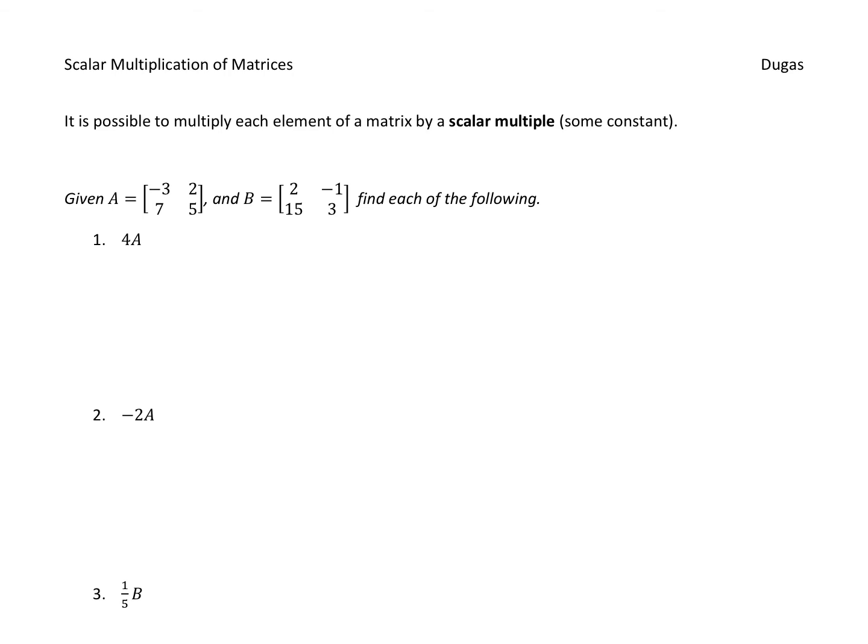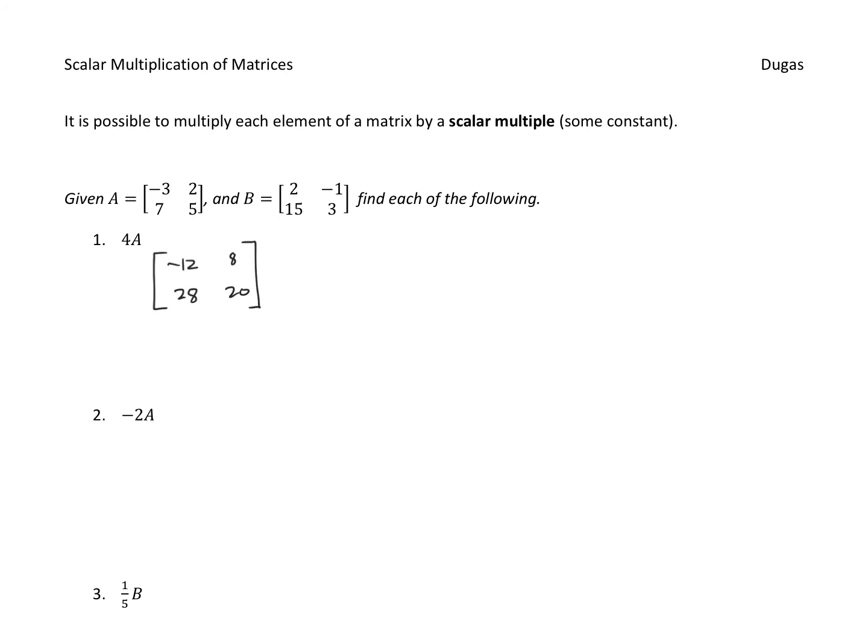So let's go ahead and do number 1. 4A, 4 times A, 4 times each element of A. This is not going to change the size of the matrix. It's just going to change the size of the numbers, or the elements, within the matrix. So I'm simply, again, going to multiply each one by 4. Negative 3 times 4 is negative 12. 7 times 4 is 28. 2 times 4 is 8. And 5 times 4 is 20. And that's it. So don't overcomplicate this. Scalar multiplying is just simply multiplying each element of a matrix by whatever multiple it gives you.